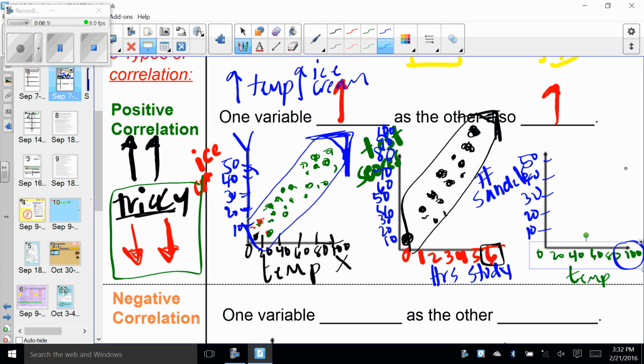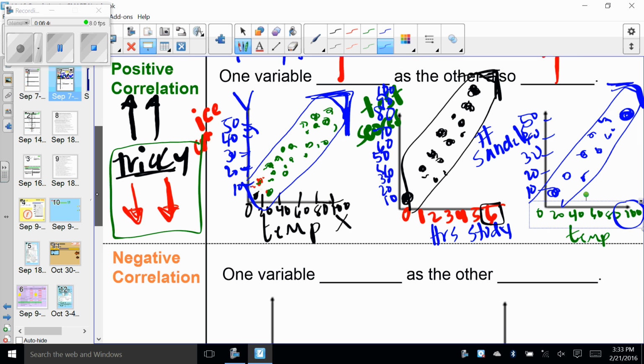The number of sandals we'd sell would be a whole lot of sandals. Temperature is really cold out. We would probably sell not very many sandals. So we would trend again in this positive direction. You don't have to write this one down if you don't have space for it, but just to give you an idea of a third example that would work. Up, up, or down, down.